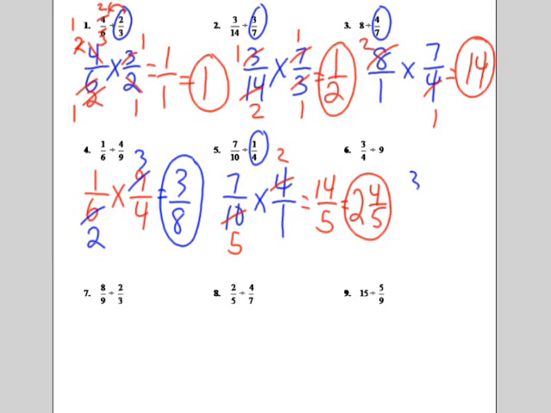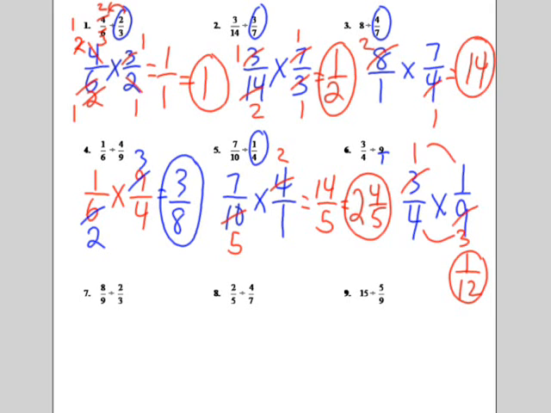Keep, change, flip. Now this one's a little tricky. I'm going to make 9 into 9/1, so when I flip it, the reciprocal of 9 is 1/9. And we could cancel the 3 and the 9 on this. And our final answer would be 1/12. We do 1 times 1 and then 4 times 3. All right, we'll do 3 more, and then I think you probably have this.